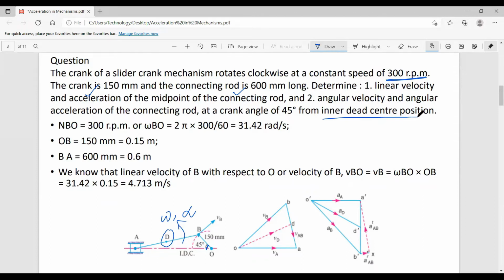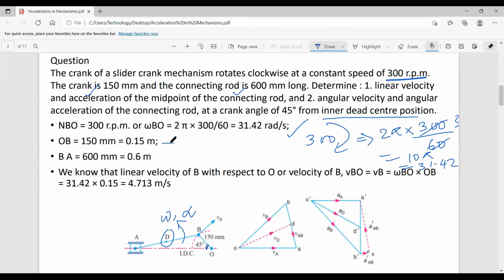Okay. According to data, clockwise constant RPM of 300, right? So 300 clockwise. If I convert it into omega, that is 2 pi into 300 by 60. That is 10 pi, which is equal to 31.42 rad per second. Now I found the omega of the crank, right? And these are given data.